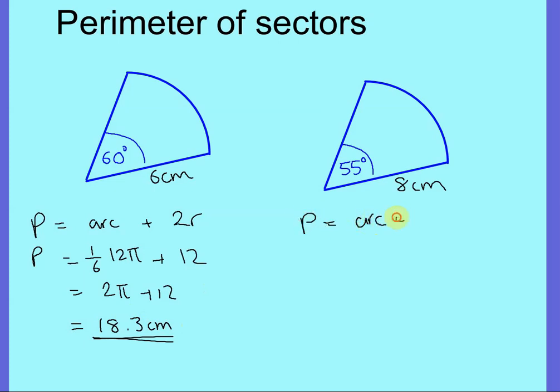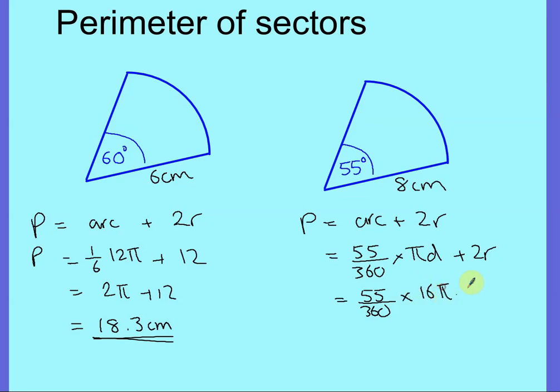Okay, let's go again. So arc plus 2r. This one is not like a friendly fraction. So this is 55 out of the 360 degrees of the entire circle times pi d plus 2r. So in this one I felt a bit bad because I didn't write the formula very well, so this one I'm going to make up for it. So 55 over 360, pi d, well 16 is the diameter, so I've got 16 pi plus 16.